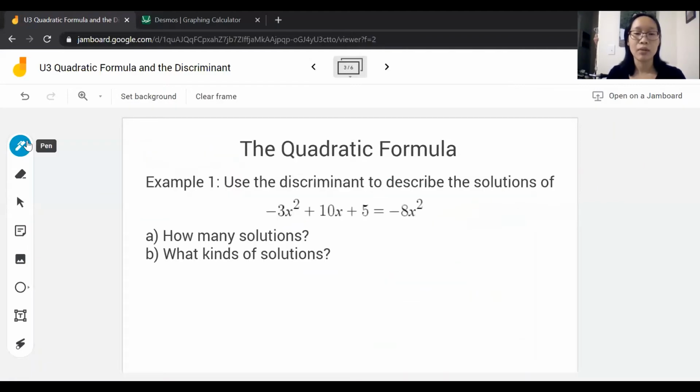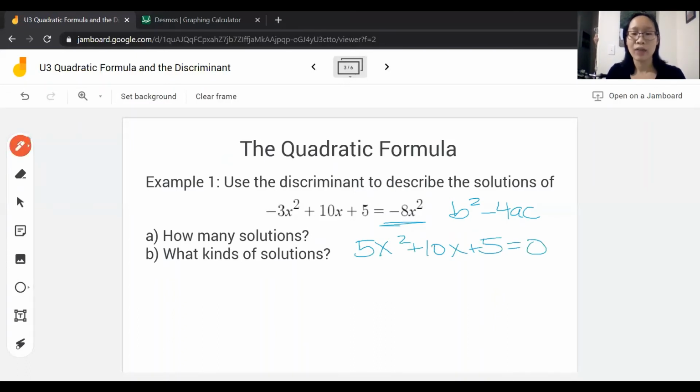In our first example, we're asked to use a discriminant to describe the solutions of 3x squared plus 10x plus 5 is equal to negative 8x squared. We are asked to find how many solutions and what kinds. In order to plug into our discriminant, b squared minus 4ac, I first have to make one side equal to 0. That means I'm going to add 8x squared to each side, which gives me 5x squared plus 10x plus 5 is equal to 0.